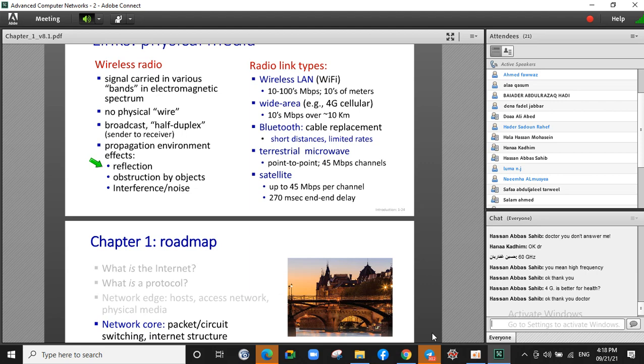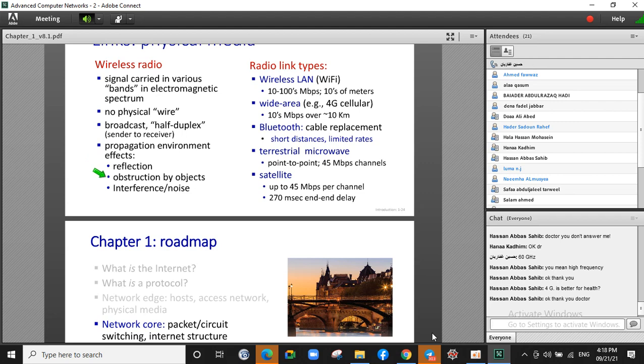It's easy. At that specific point, your phone receives the reflected signals. So at that point, you can see, okay, my phone has signals. But when you change your position, you have no signal. Okay, this is reflection.